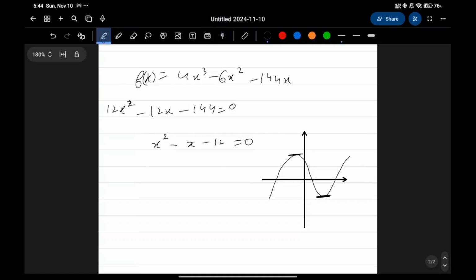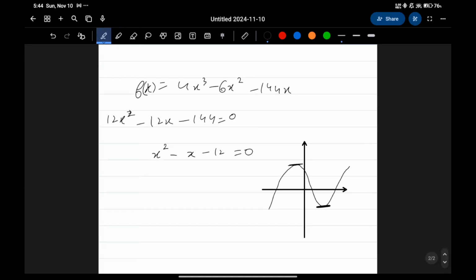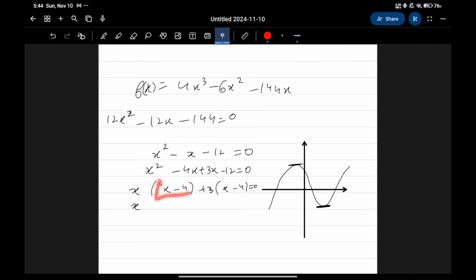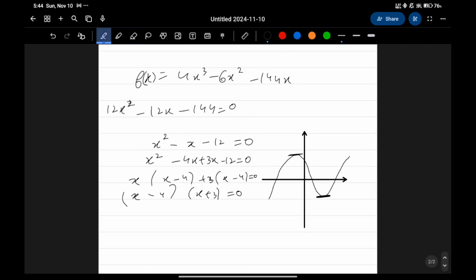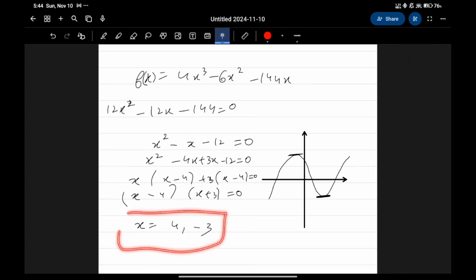I can find two numbers. Alright, will 4 and 3 work? Yes, they will. So x squared minus 4x plus 3x minus 12 equals 0. And I will take this common, x, x minus 4 plus 3, x minus 4 equals 0. And factoring both of these out, this becomes x minus 4 and x plus 3 equals 0. Now, the numbers I get from here, 4 and minus 3, these are called my critical points.